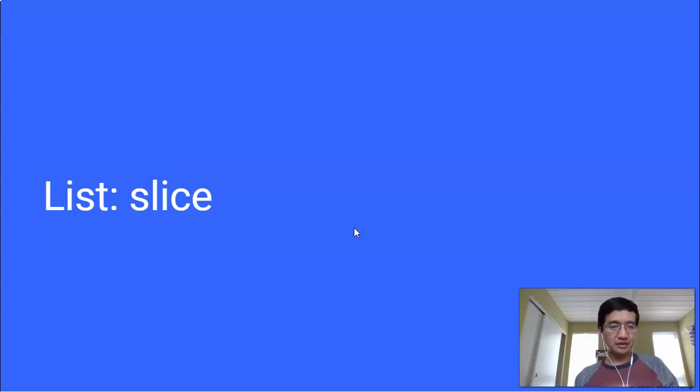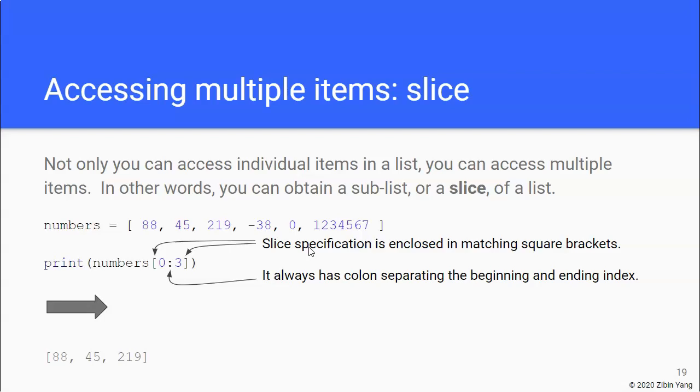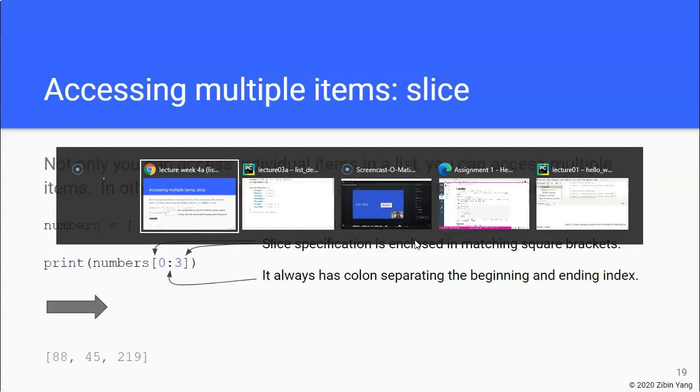Hi, in this video we can talk about list slice. So far we've talked about how to access an individual item in a list. Now, there are times that it would be very useful to be able to access multiple items in a contiguous block inside a list. In other words, we want to get a sublist or a slice of a list, and Python allows us to do that.